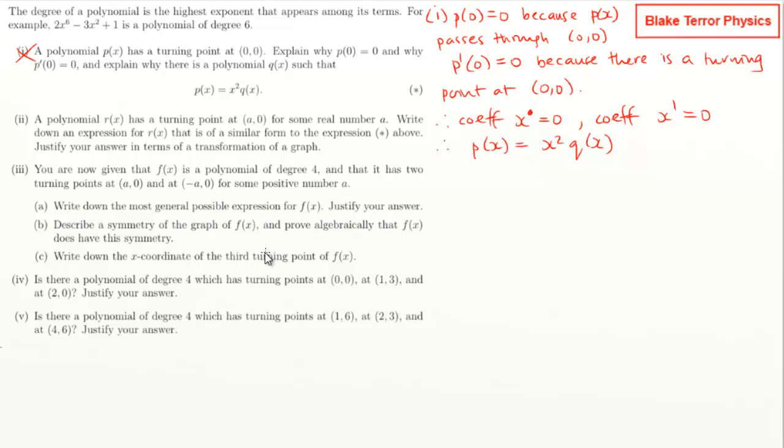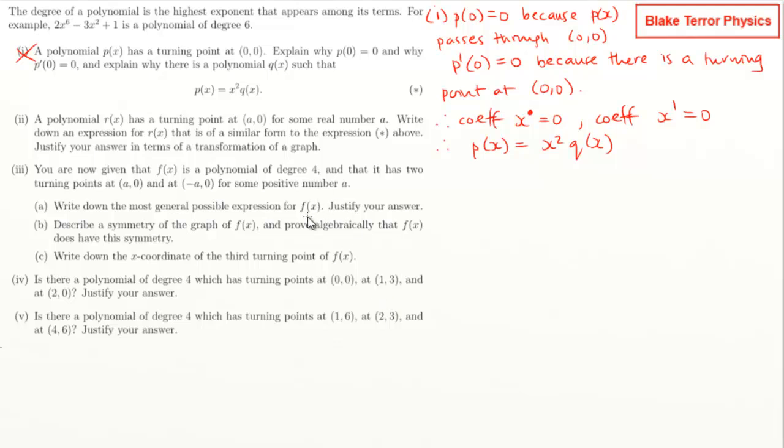Right, part 2. Polynomial r(x) has a turning point at (a, 0), for some real number a. Write down an expression for r(x) that is of a similar form to the expression above. Justify your answer in terms of a transformation of a graph.